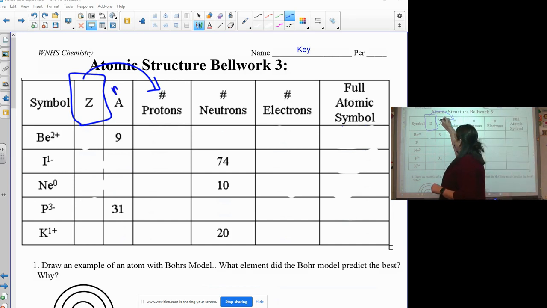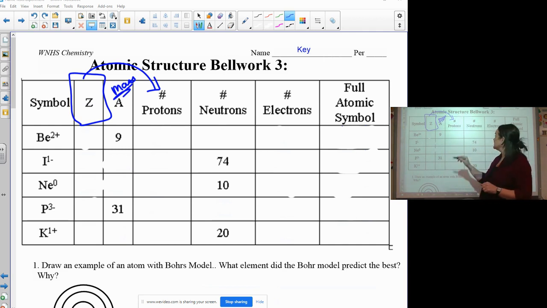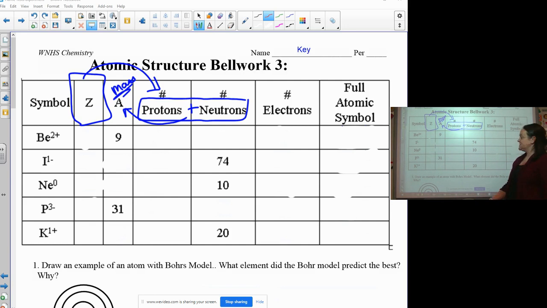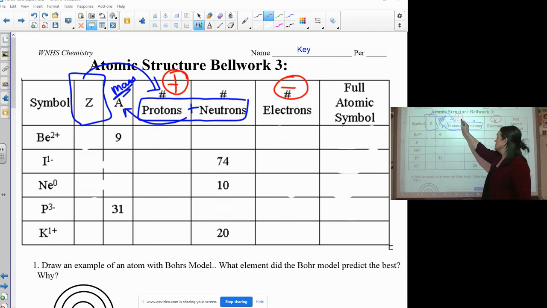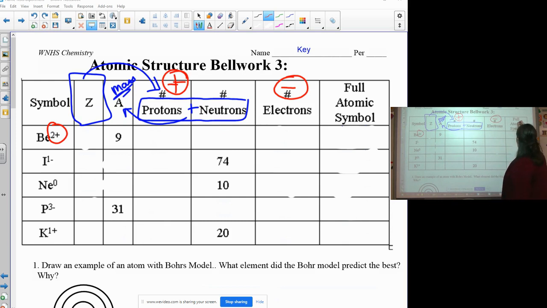A is the atomic mass. And what two things are in the atomic mass? Perfect. Protons and neutrons have to add up to give me the mass. And then electrons are the negatively charged particle, and the protons are the positively charged particle. And so what you're going to want to do is look at the charge to figure out how many there are, and then you figure out the full atomic symbol. You put the element symbol, then you put the A and the Z and the charge.